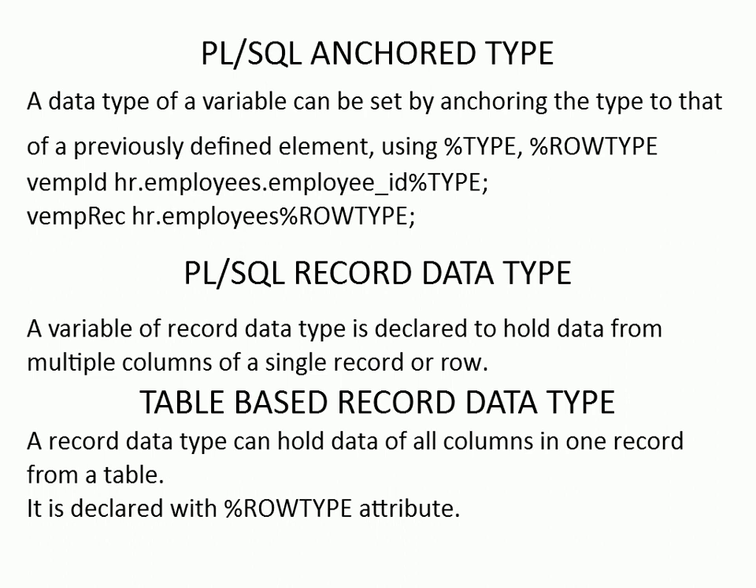So to declare such variables, in the declaration section, we provide the name of the variable, and instead of providing built-in data types like VARCHAR2 or NUMBER, we provide the table name followed by % and then ROWTYPE, or we provide table_name.column_name and % and the TYPE keyword. A variable of record data type is declared to hold data from multiple columns of a single record or row. A record data type can hold data of all columns in one record from a table. It is declared with the %ROWTYPE attribute.